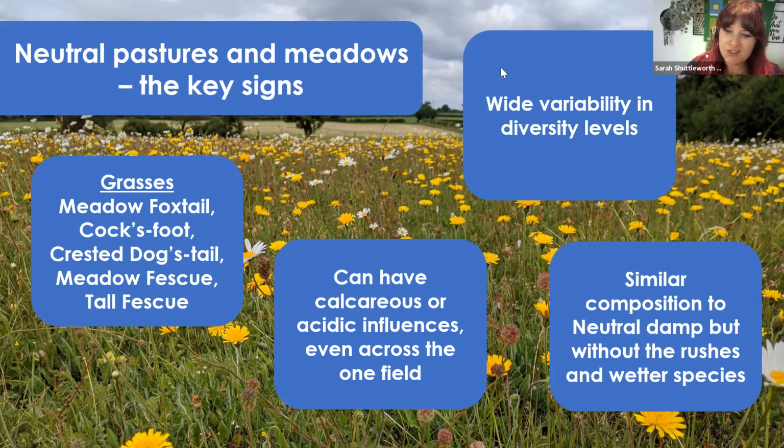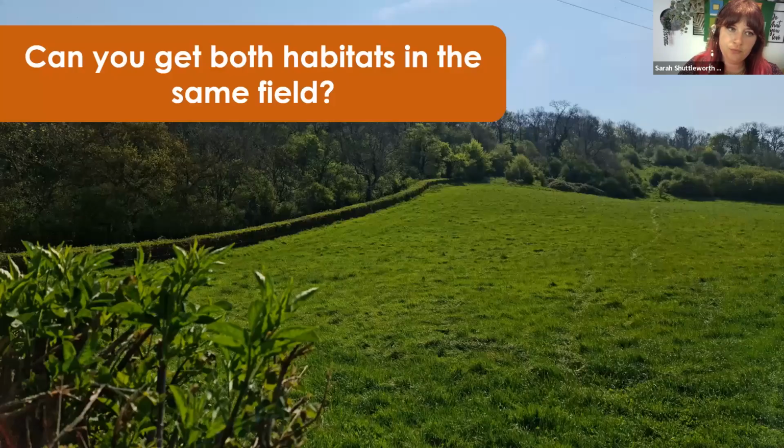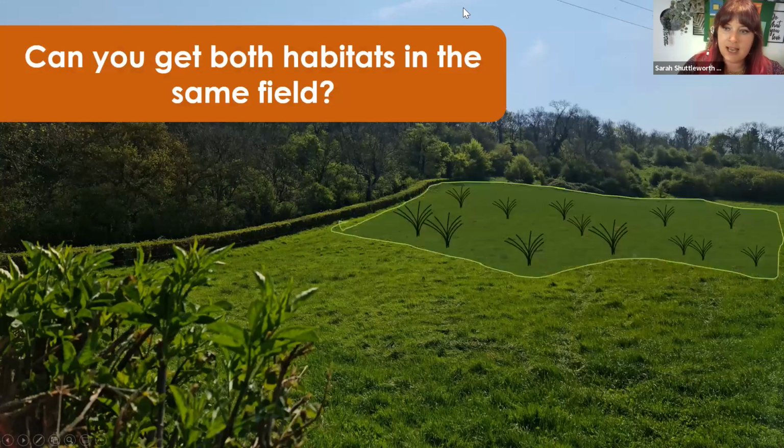Again, as I said, it has a similar composition to neutral damp, but generally doesn't have all those rushes and those slightly wetter species. So you might have things like the common birdsfoot trefoil rather than the greater birdsfoot trefoil. Can you get both habitats in the same field? Well, the answer is absolutely yes.